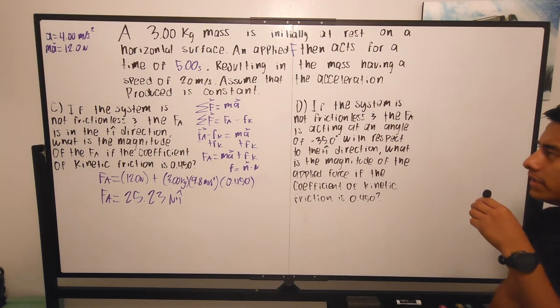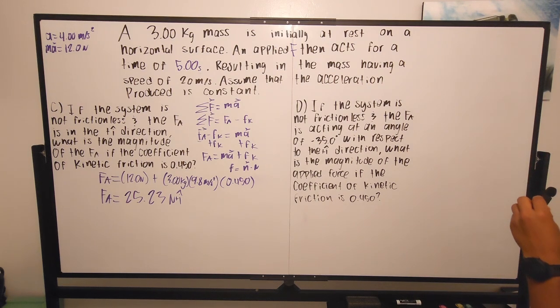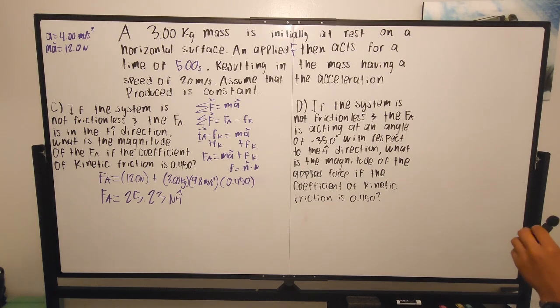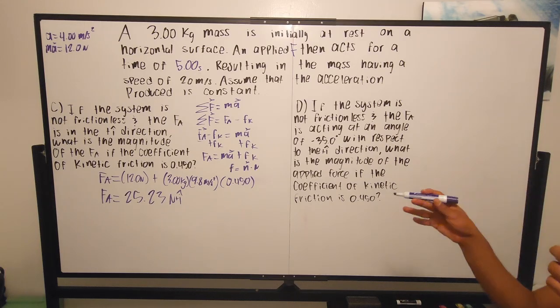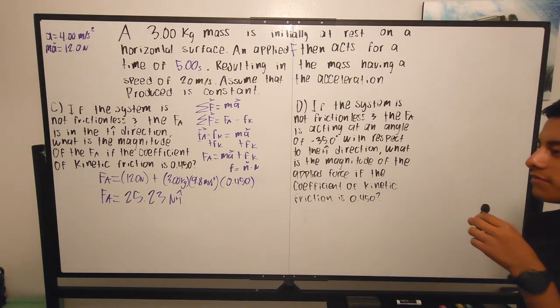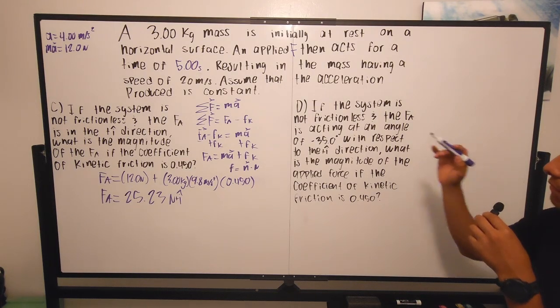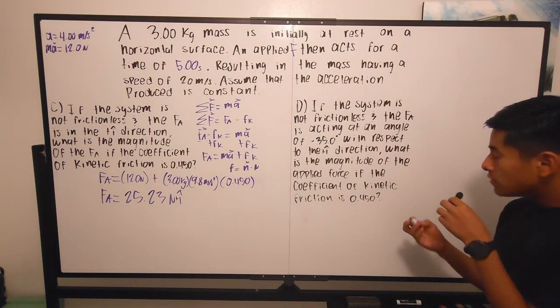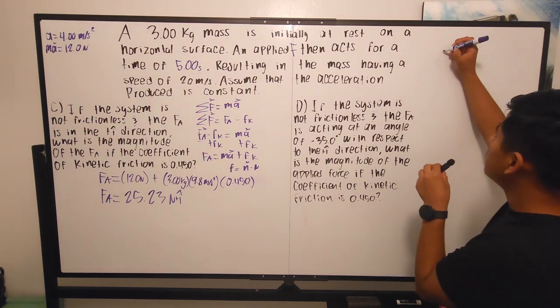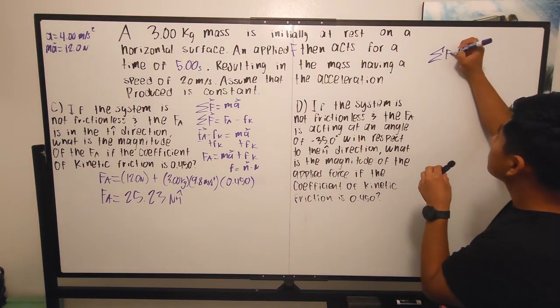The final part, D, says if the system is not frictionless and the applied force is acting at an angle of negative 35 degrees with respect to the positive i-hat direction, what is the magnitude of the applied force if the coefficient of kinetic friction is 0.45? So this one is going to be the same as that one. We're looking for the same thing, which is the applied force, just that now we have angles. So to do this one, we are going to start off with our sum of all the forces.